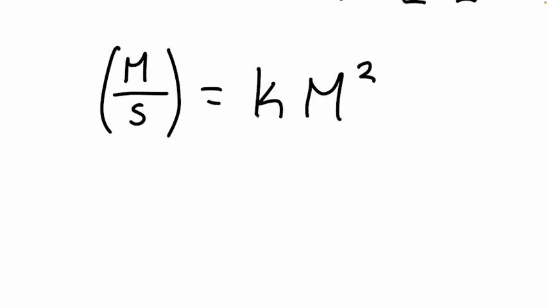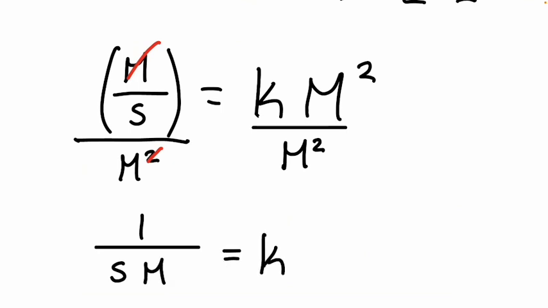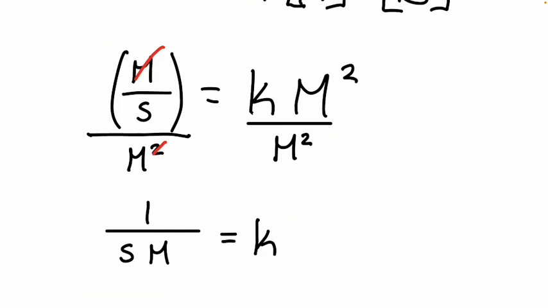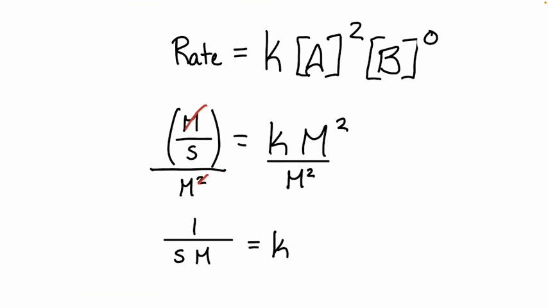All right, so again, we're just going to treat these units as variables. Move over that molar squared. That'll cancel one of them from the top here. Oh, whoops, just one. And I'm left with 1 over seconds molar. We get weird units for K. But again, K's job is to just square everything away so that the product on this side ends up having units of molar per second.